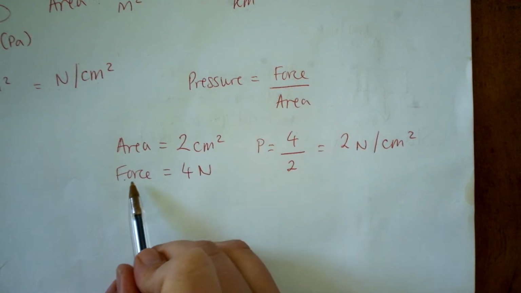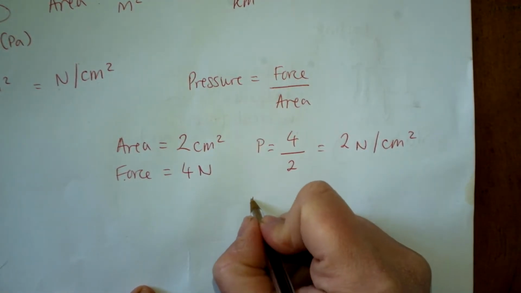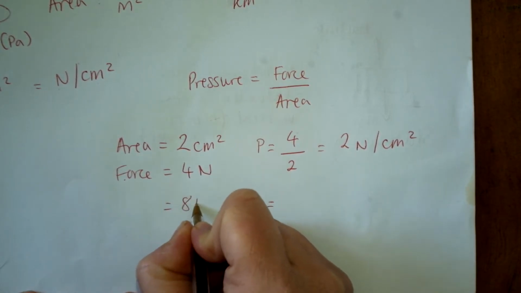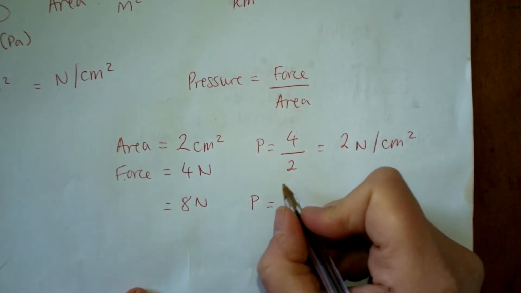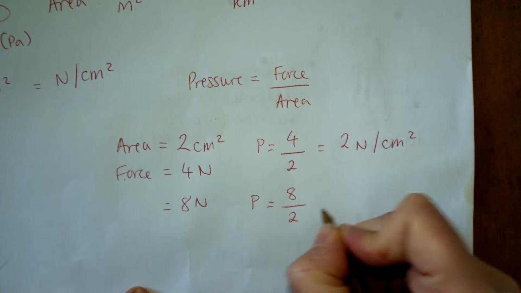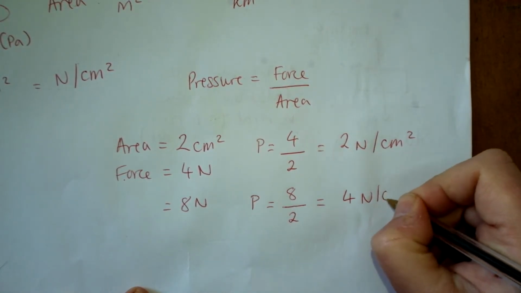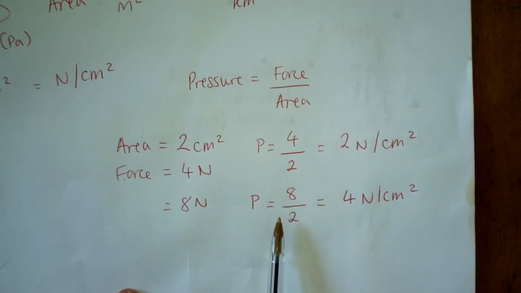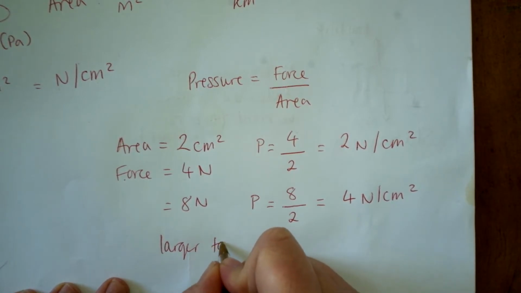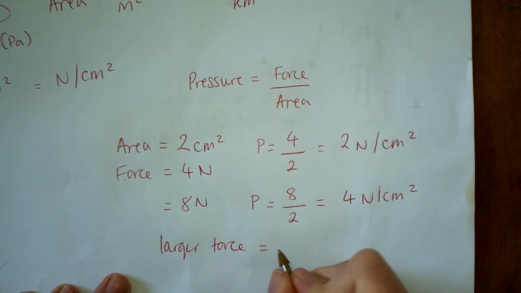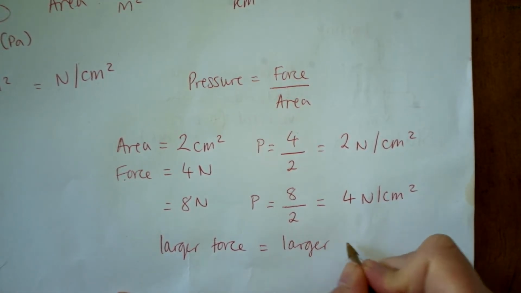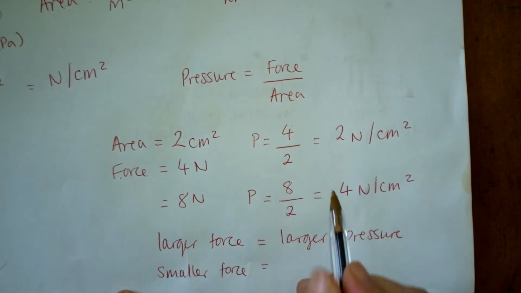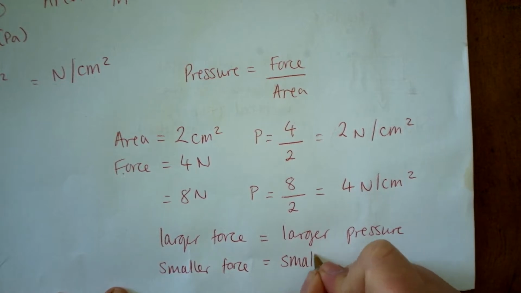If I keep the area the same, so I'm going to keep it as 2, and this time I'm going to change my force to, let's say, double the force, so let's say this time we're going to change it to 8 newtons. So my sum becomes P, pressure, is 8 divided by 2. 8 divided by 2 is 4 newtons per centimeter squared. So if we change the force but leave the area the same, then a larger force like this one is going to equal a larger pressure. And a smaller force, like this one, 4, is going to be a smaller pressure.